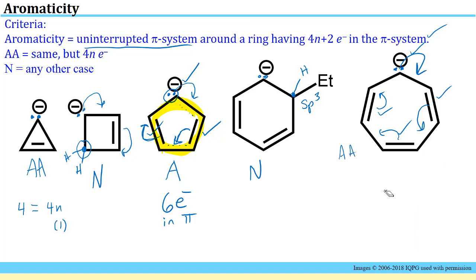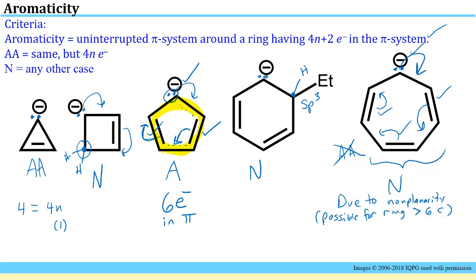Now we're making the assumption that all of these systems are planar. You have to have the system be planar to have uninterrupted pi conjugation around the ring. For rings that are larger than 6, they are flexible enough to bend out of planarity even if there are pi bonds. So this would actually not be planar and would actually be a non-aromatic compound, because anti-aromatic would be less stable than non-aromatic.